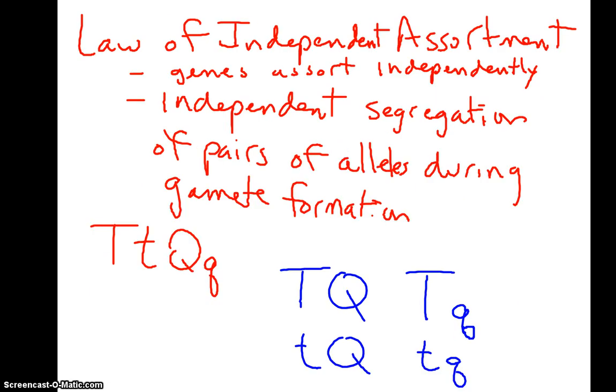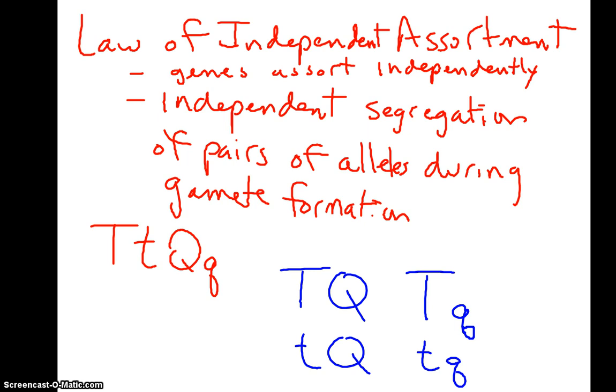And the last law that we need to look at in terms of Mendel is something called the law of independent assortment. Here we're going to look at more than one trait. So we're going to look at a dihybrid or trihybrid, so 2 or 3 traits. The genes assort independently. So in this case, the T for tall and Q for quasi-colored could be different genes, and they independently segregate as pairs. There's an independent segregation of pairs of alleles during gamete formation.